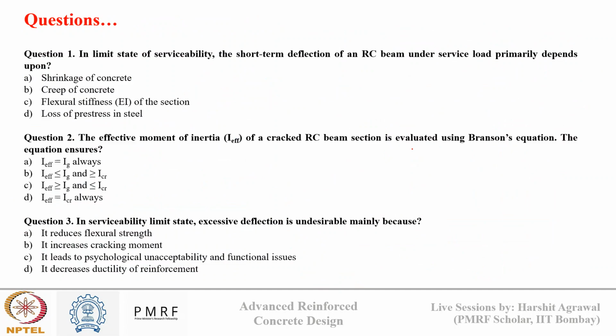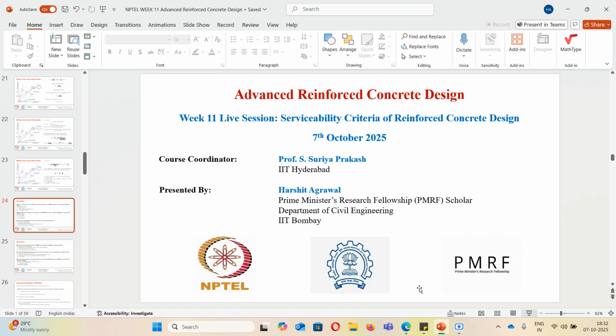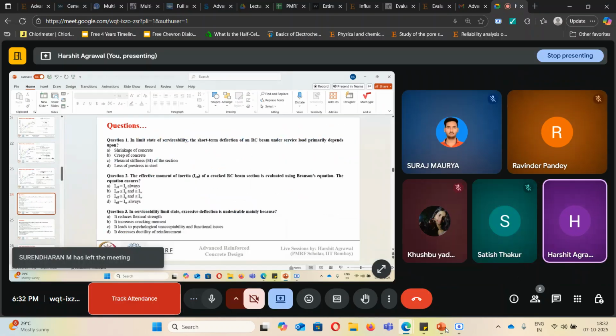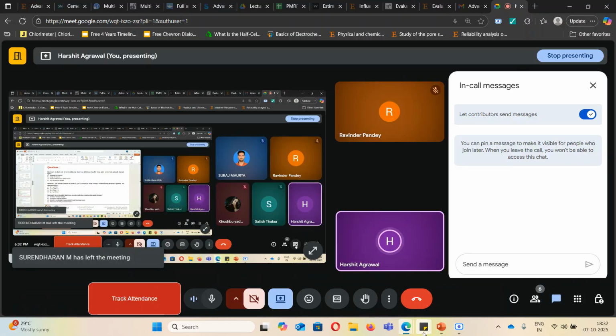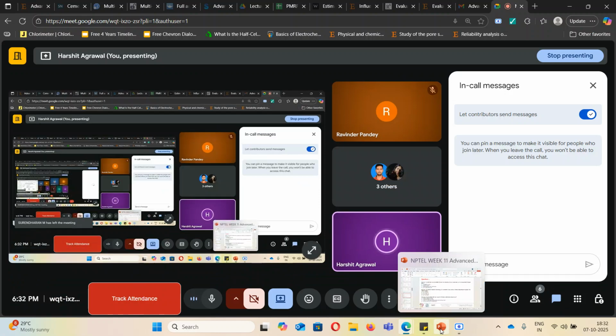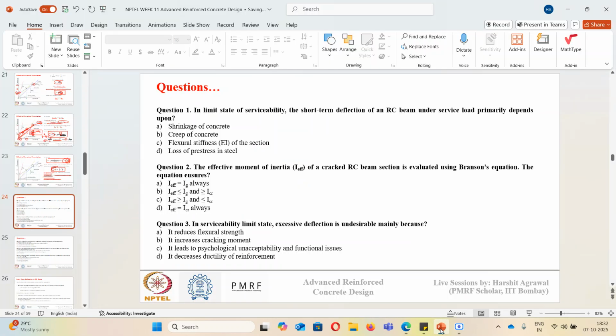So just based on this simple understanding about short-term deflection, try to answer these questions. Later on, we'll see one numerical also. Right now, I'm just giving you some theoretical questions to think about. And in the meantime, if you have any doubt with this section, you can ask. Any doubt in the discussion till now, you can type in the chat box, else try to answer these questions.